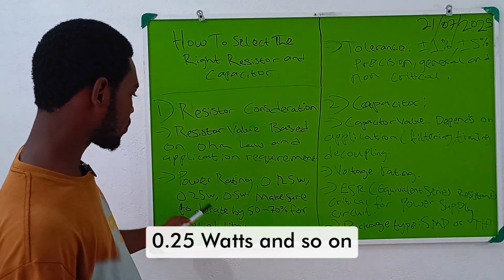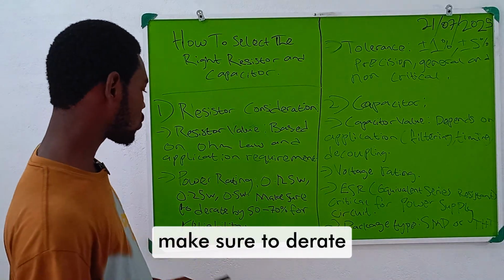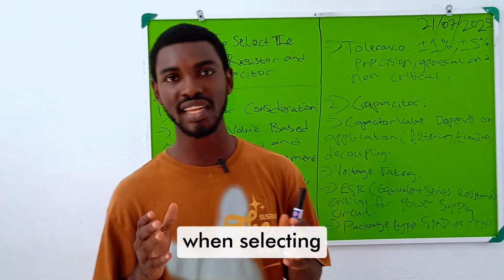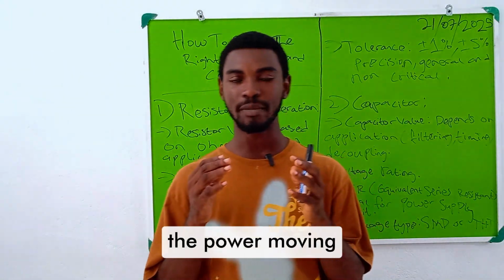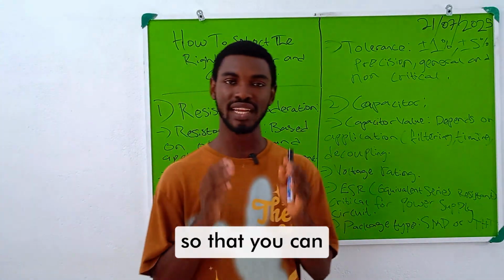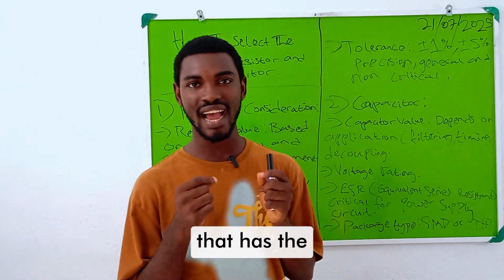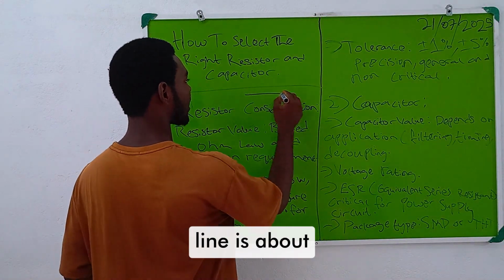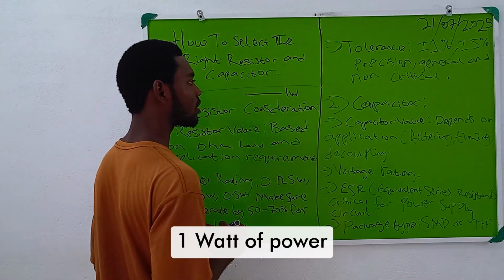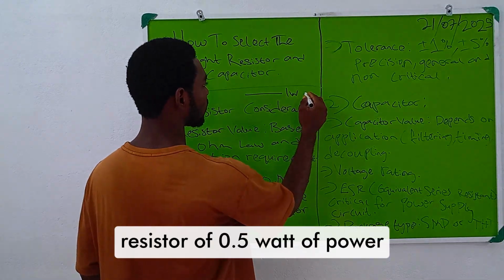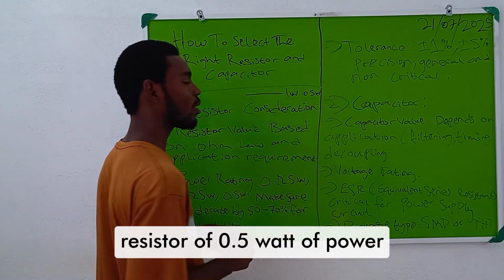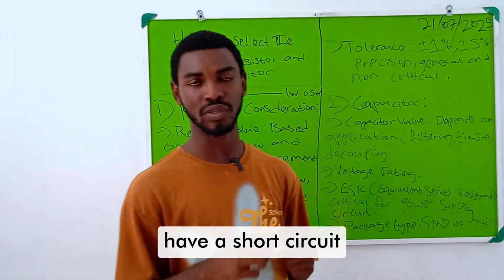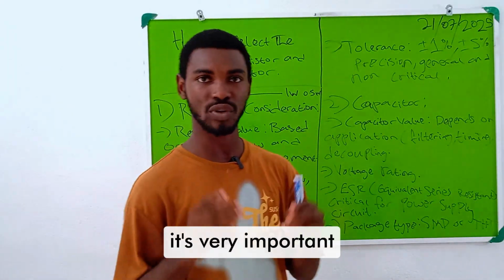Number 2 for resistors, we have power rating: 0.125 watts, 0.25 watts, and so on. Make sure to derate by 50 to 70% for reliability. When selecting your resistor, you need to calculate the power moving through that particular line so that you can select a resistor that has the appropriate power rating. If the power moving through a particular line is about 1 watt, and you select a resistor of 0.5 watt, you will actually cause damage in your circuit. Your circuit can blow up or you can have a short circuit. That is why it's very important to calculate all this.